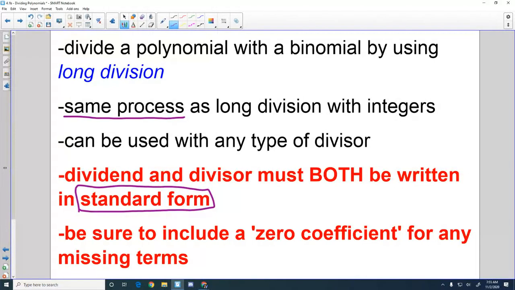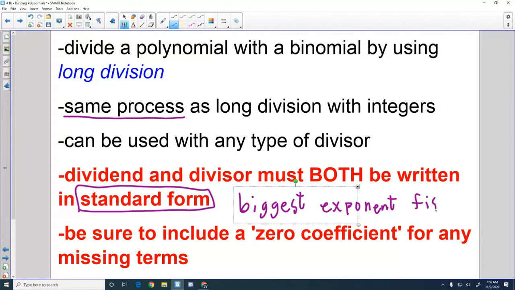So if you want to make a little note, biggest exponent first. Okay, so they both have to be in standard form.